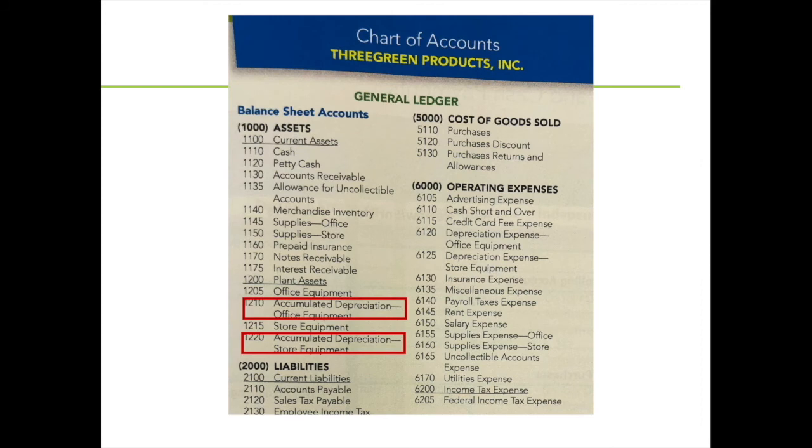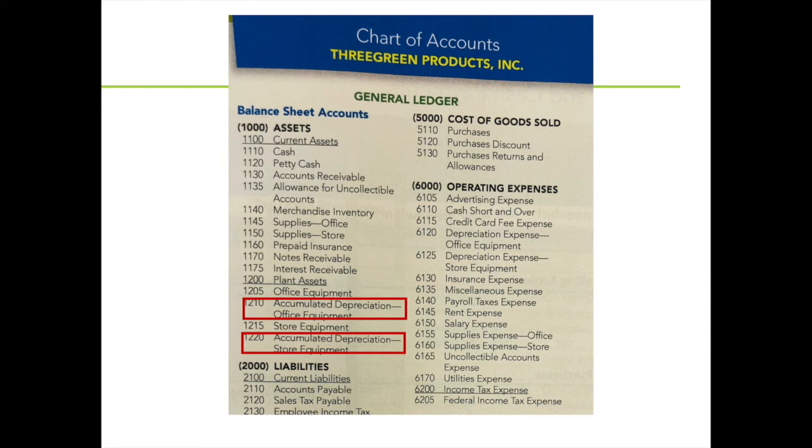When we look at our chart of accounts here, you can see the ones that are squared off there. Those are accumulated depreciation accounts. It's important to retain original cost information for plant assets. If depreciation expense for office equipment were credited directly to the asset account office equipment, that account would no longer show the total amount of the cost of office equipment. The account would be reduced by the amount of the depreciation. Instead, depreciation is recorded into the contra account, accumulated depreciation for office equipment.